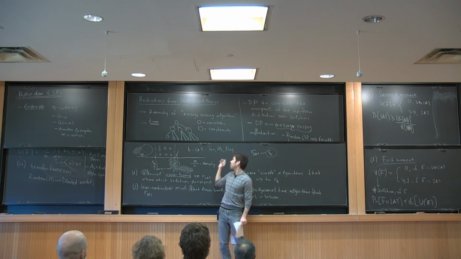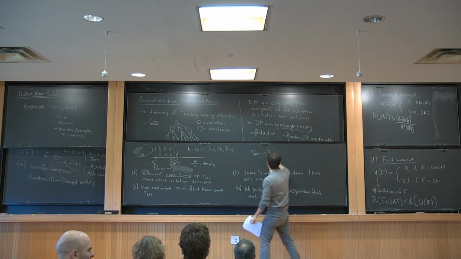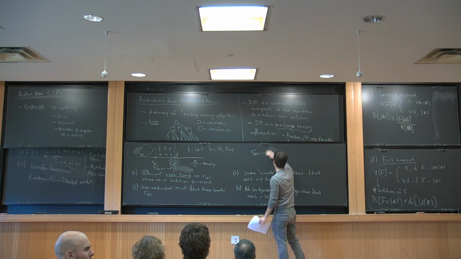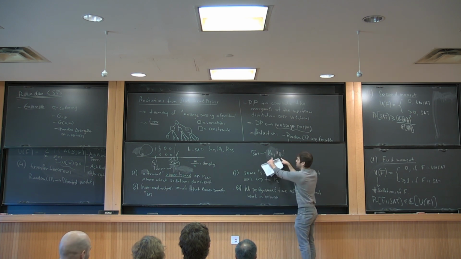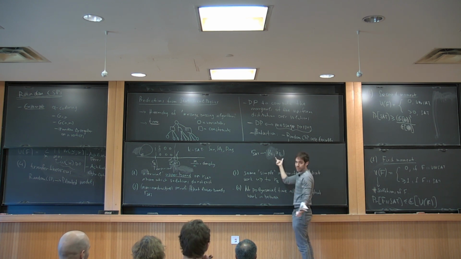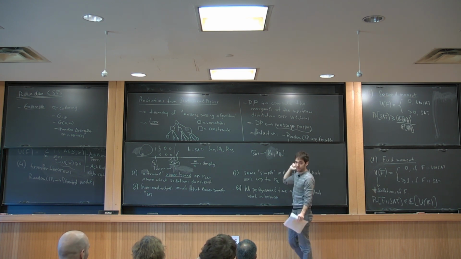But this is a number, and it's φ of k. Previously, before their work, you had two numbers, a lower bound of k and an upper bound of k. As k grew to infinity, this window was closing, but it was not a number. It was an interval. Does that make sense?